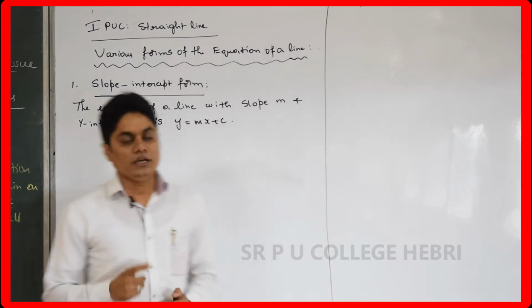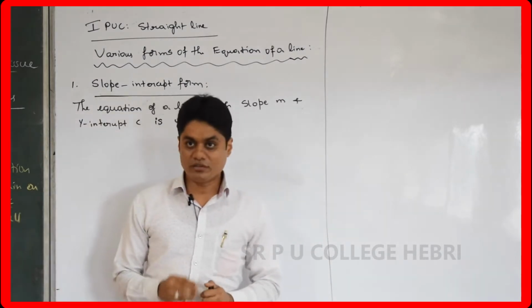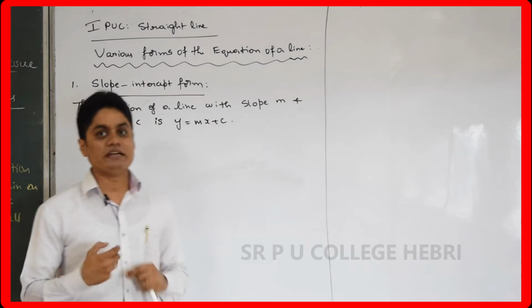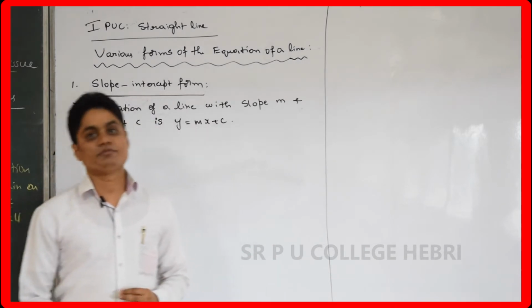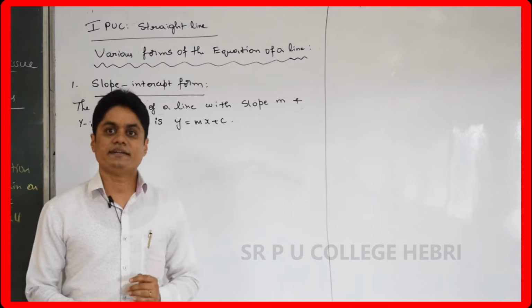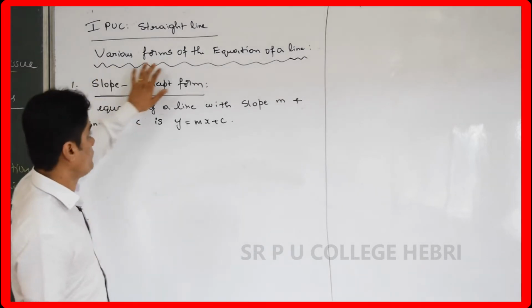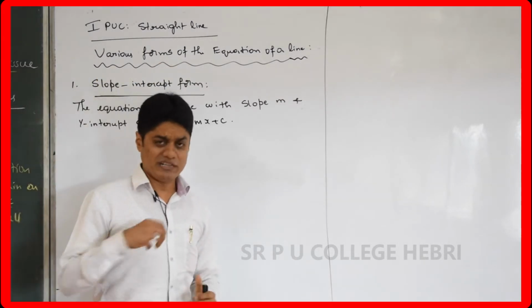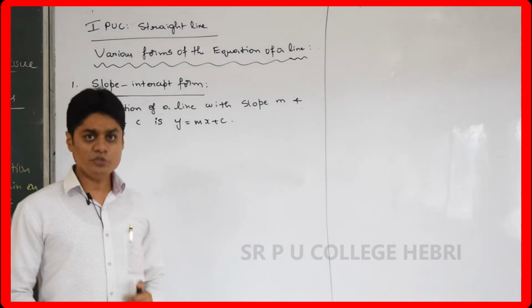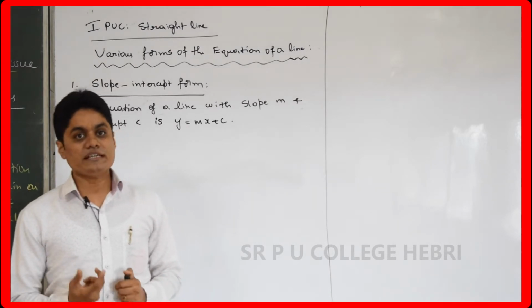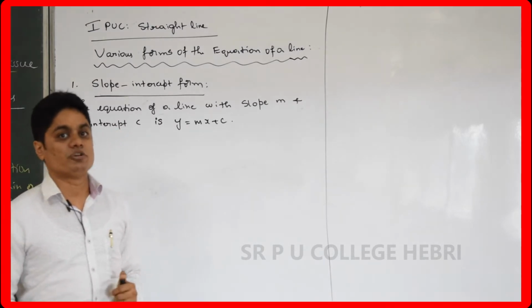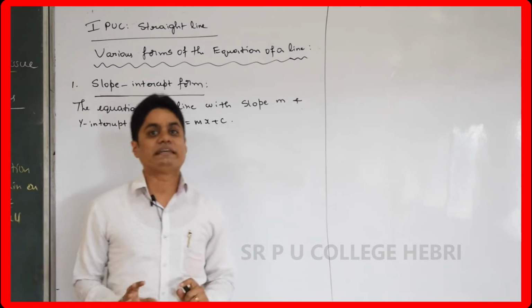Okay, now I'm moving to the very important topic of straight line. We are going to understand different types of straight lines under different conditions. So the heading is various forms of the equation of a line. We are going to understand the straight line through its equation. Why are we using equations here? Because this is coordinate geometry, algebraic geometry. We are not doing any constructions.